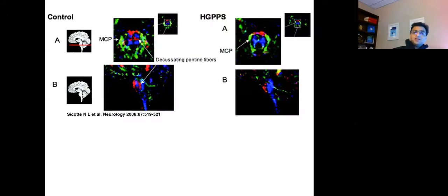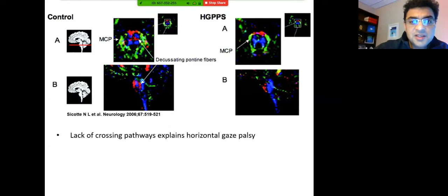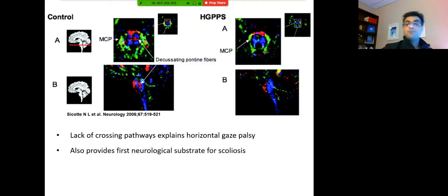So what happens is, anybody knows the diagnosis? So basically what happens in these patients, the genetic mutation, is lack of crossing fibers. So this is controls, and this is a patient who has horizontal gaze palsy and progressive scoliosis. And what you can see is that there are decussating pontine fibers here, which are present in normal people, which are absent in these patients. So what that means is they don't have any horizontal midline crossing, and as a result, her right side of the brainstem cannot talk to the left side. As a result, they cannot move their conjugate eye movements.